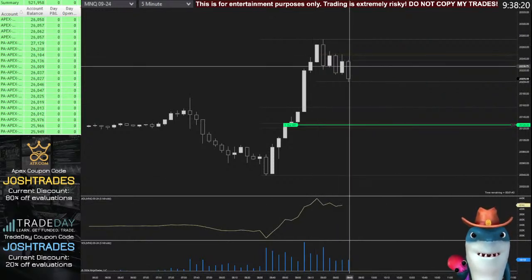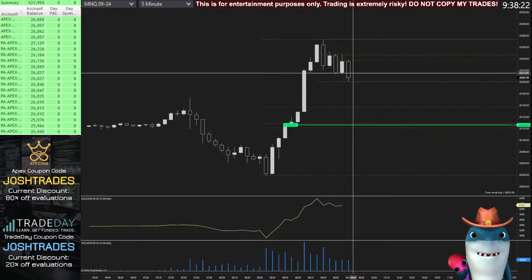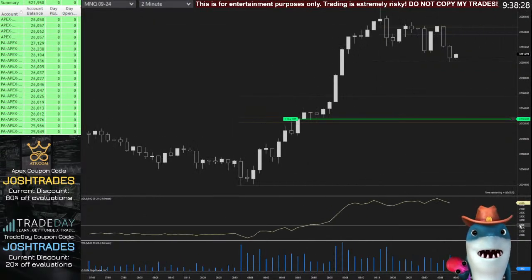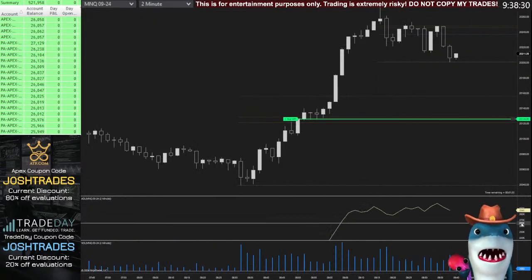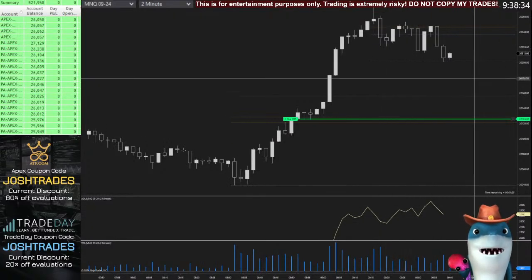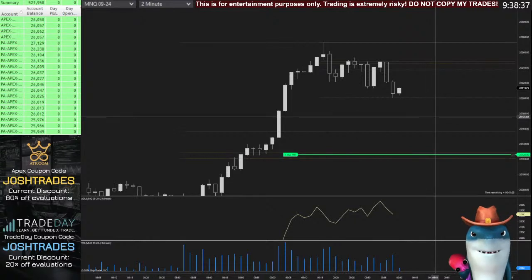So here on the 5-minute chart, AD and price are exactly in line. There's no divergence. But going down to the 2-minute chart, we see that this divergence is a little more apparent compared to the 5-minute chart.